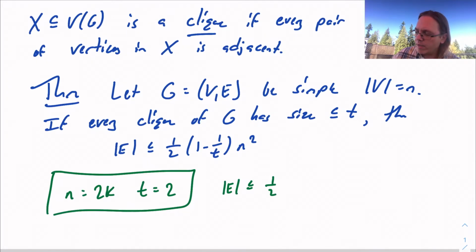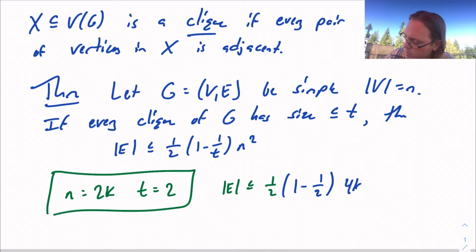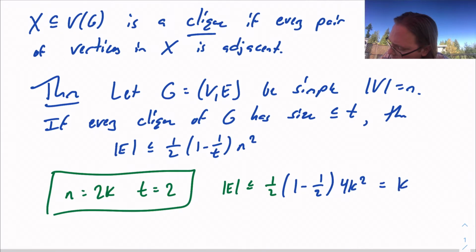So here our number of edges would be at most 1/2 times 1 minus 1/2 times, so n here would be 2k. Sorry, my apologies. I would have 2k quantity squared, which is 4k squared. And you can see here I get a half times a 4k squared, so this is k squared.